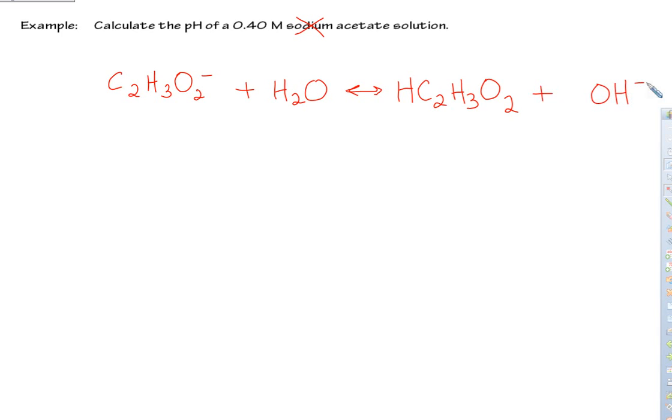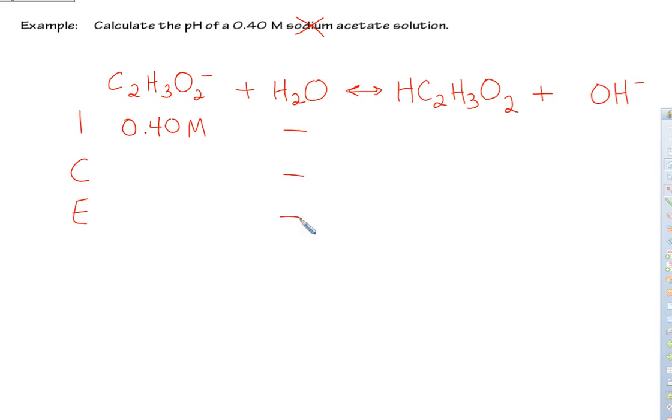Okay, so we're going to set up an ICE table with our initial molarity being 0.4. That sodium acetate is a strong electrolyte. It will dissociate completely because all sodium compounds are 100% soluble. So we will have 0.4 moles of acetate ions. We don't care about the water. I mean, it's important to put water in our equation because water is the source of hydrogen.